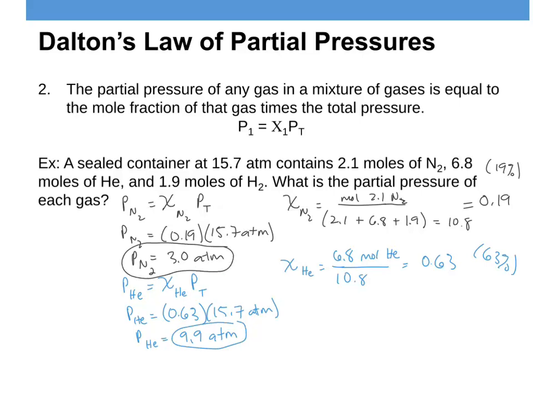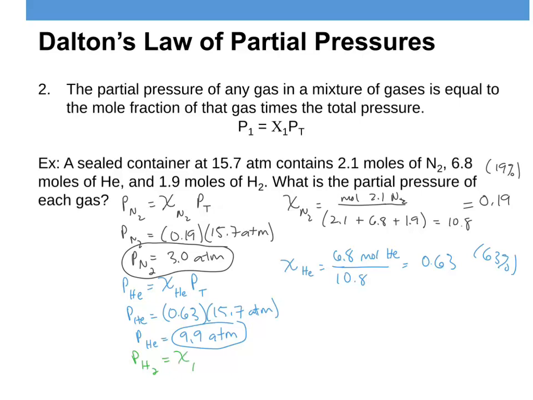And then I'm just going to show all of the work, but really if I was being lazy, if I wanted to figure out the partial pressure of hydrogen, it must be the remainder of the total pressure, right? I could add up 3 plus 9.9 and get 12.9, subtract that from 15.7 to get the remainder, but I'll show all of the work, right?